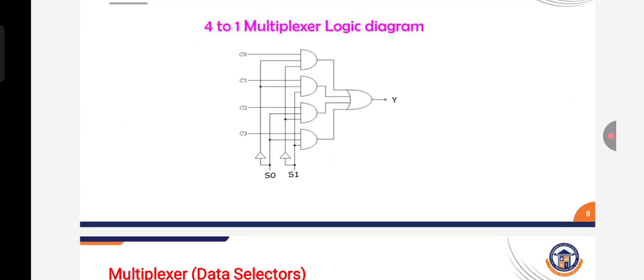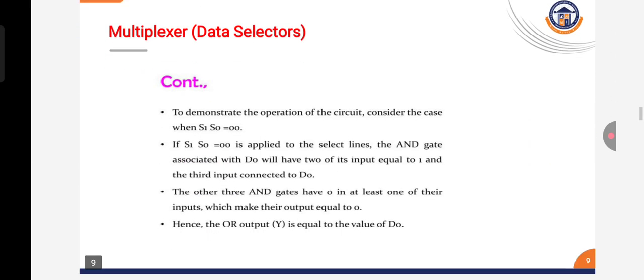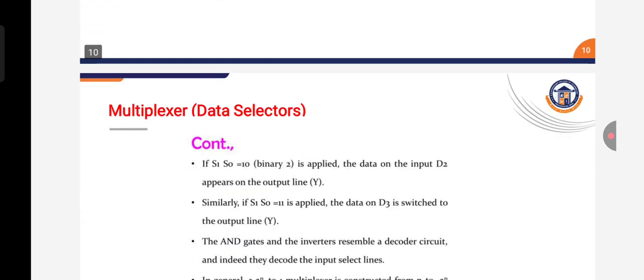When S1 S0 is 00, the first AND gate is on and the corresponding output is D0. Next, when S1 S0 is 01, the second AND gate is selected, so the output is D1. Next, when S1 S0 is 10, the third AND gate is selected and the output is D2. When S1 S0 is 11, the fourth AND gate is on, then the corresponding output is D3. So the multiplexer is also known as a data selector.